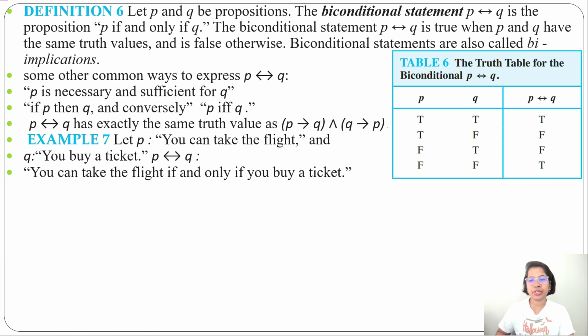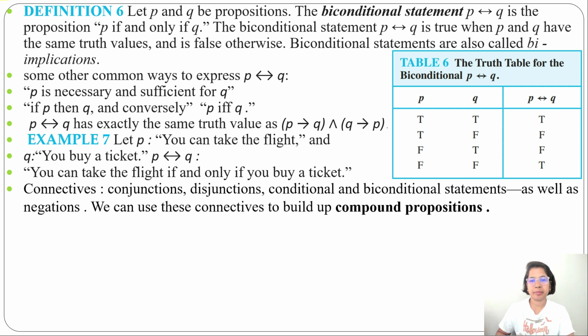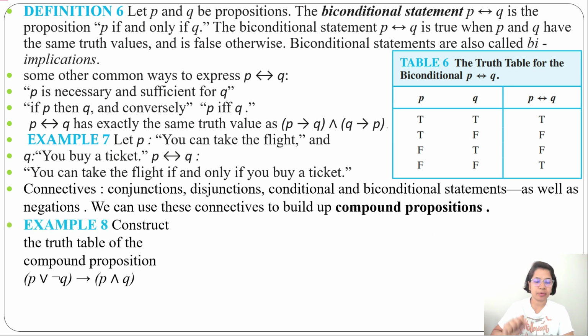Till now in propositions, I already discussed negation, then some connectives like conjunction, disjunction, conditional statement, and biconditional statement. We can use these connectives to build compound propositions. Let's see how we'll create the truth table for a compound proposition. Here it's given: P or negation Q implies P and Q. So there are two propositions. For two propositions there will be 4 rows.